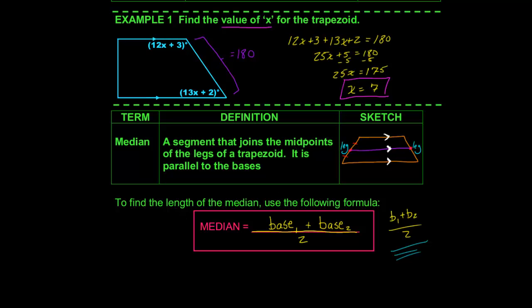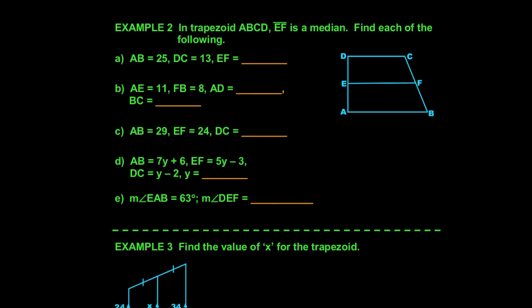Alright, let's take this information and move on to the second page of our notes. We're on example 2. Okay, trapezoid. We already know what this figure is. It is a trapezoid ABCD, and EF is a median. I'm going to say this is parallel, this is parallel, this is parallel. Just something we already know. Find each of the following.